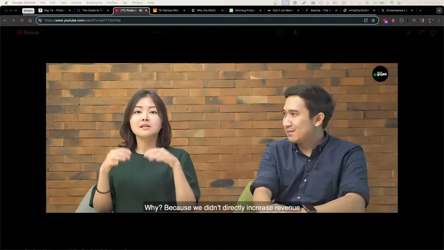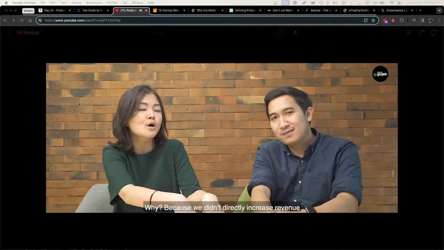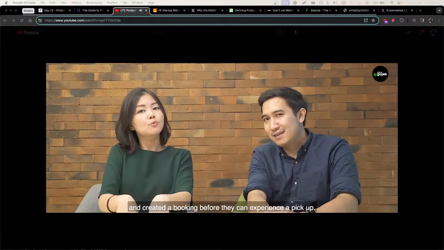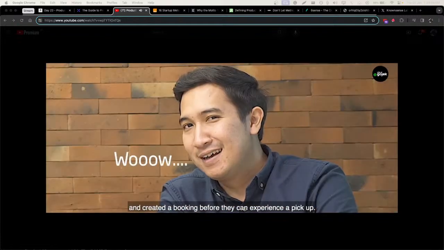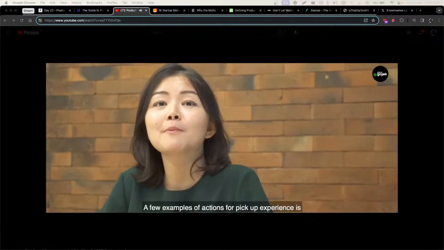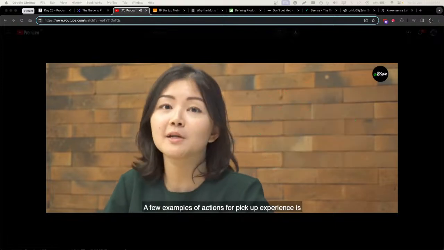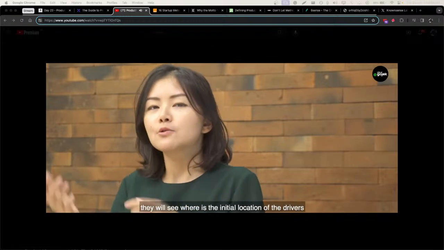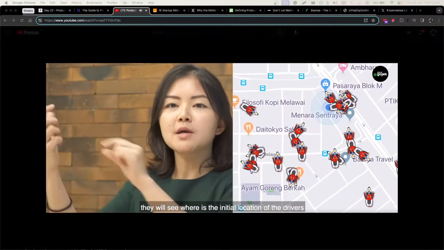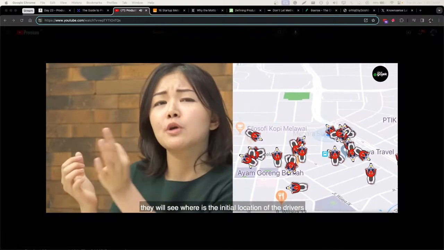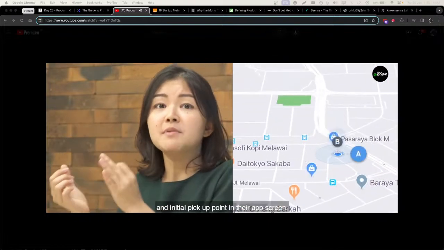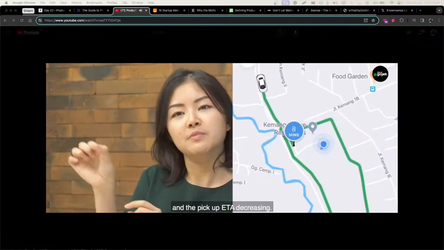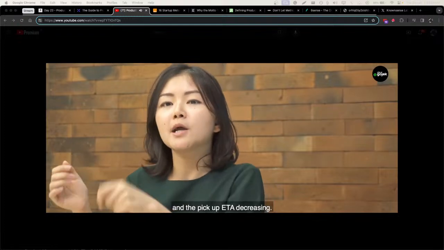Karena kenapa? Kita nggak directly langsung increase revenue, tapi seorang user itu udah mesti acquire sama Gojek dan menjalankan booking sebelum dia bisa meng-experience pickup. Beberapa contoh action buat pickup experience adalah pertama, ketika seorang user membuat sebuah booking misalnya ride, habis itu dia lihat di screen app-nya, dia bakal lihat pertama kali di mana initial location of the driver, terus juga initial pickup itu. Nah, as time goes by, dia bakal lihat drivernya mulai bergerak, driver movement dan juga the pickup ETA makin lama makin menurun.